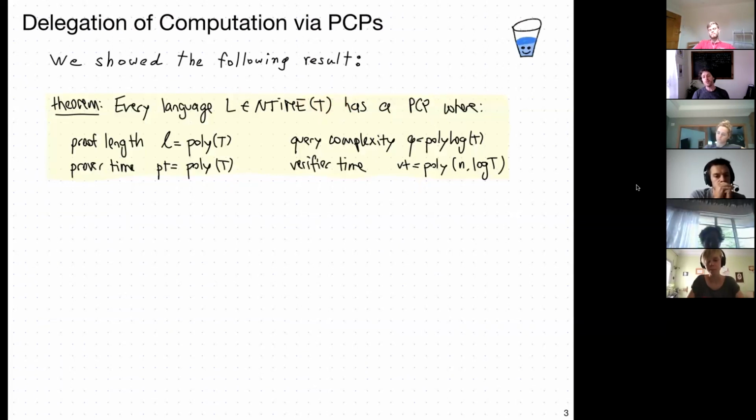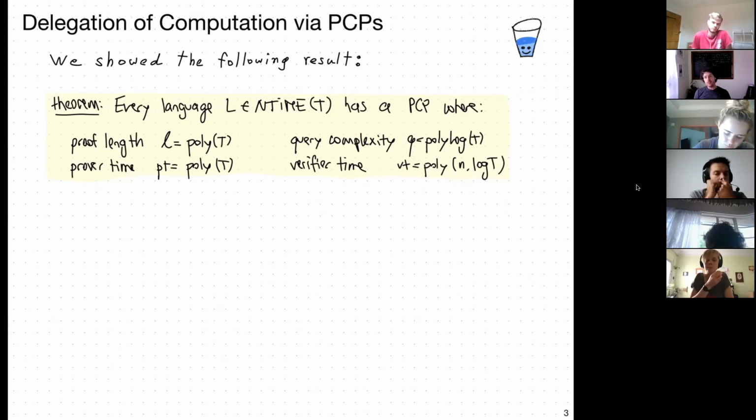Right, so the result that we saw in its full generality shows that if you take any language that, using a proof, can be solved in time t, then we have a PCP where the proof length is polynomial, the prover time is also polynomial, the query complexity is polylog t, and the verifier time is poly in n and log t. Where n is the description of the object and t is the length of the computation.